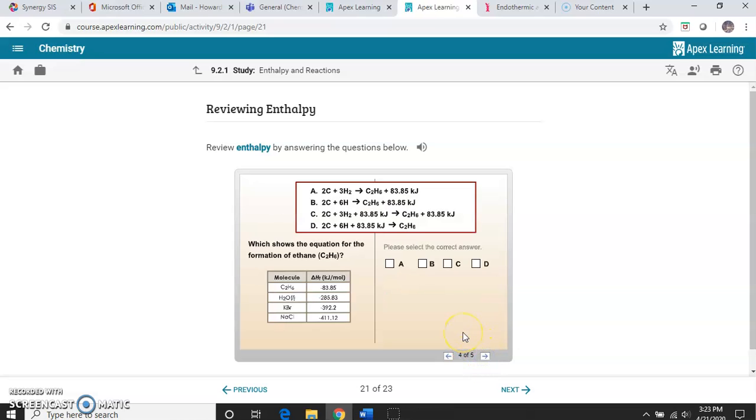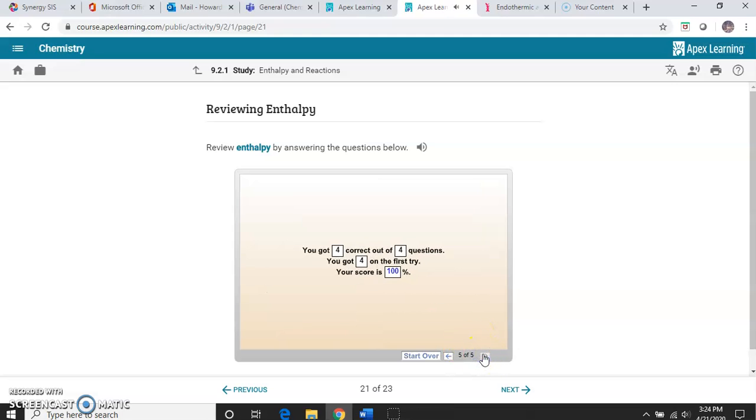Okay. Now if we're forming ethane, C2H6, we gotta look at this. Well, we know since they're all negative, they're exothermic reactions, meaning that the number of 83 should be written on the right as a product if it's exothermic. So we know it's either A or B. Now, they've tried to trick you, and H is never by itself. It's gonna be H2, hydrogen gas. So they're trying to throw you in there. So it's A. There you go, 100%.